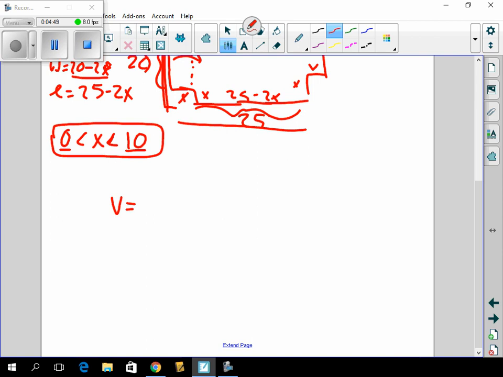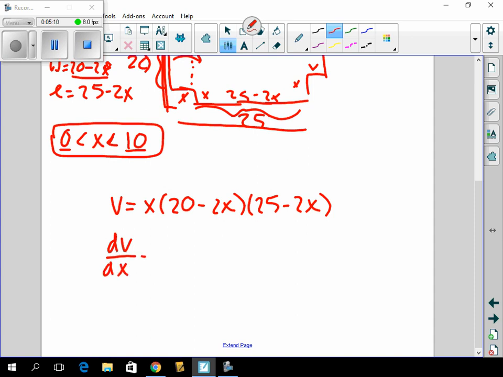So volume is length times width times height. So my volume is x times 20 minus 2x times 25 minus 2x. So now I'm looking for those critical points. I am going to derive the volume with respect to x.